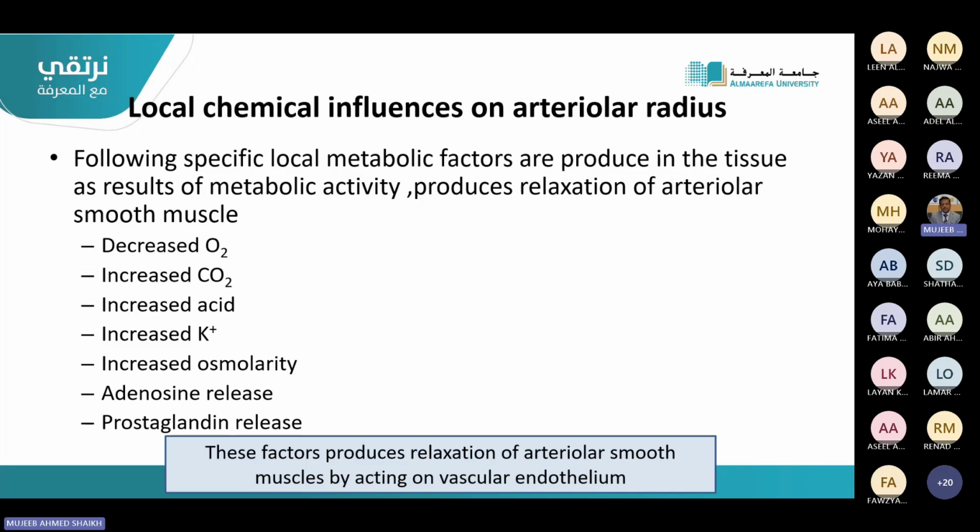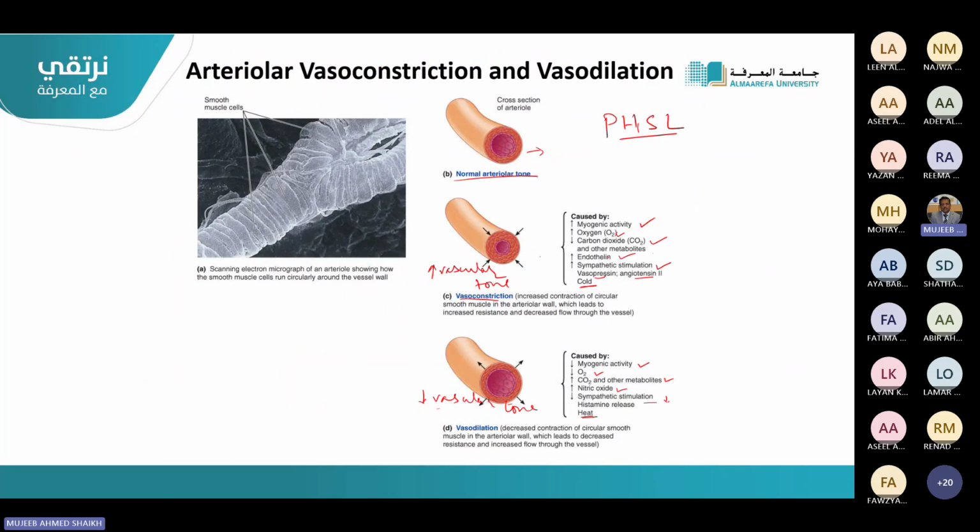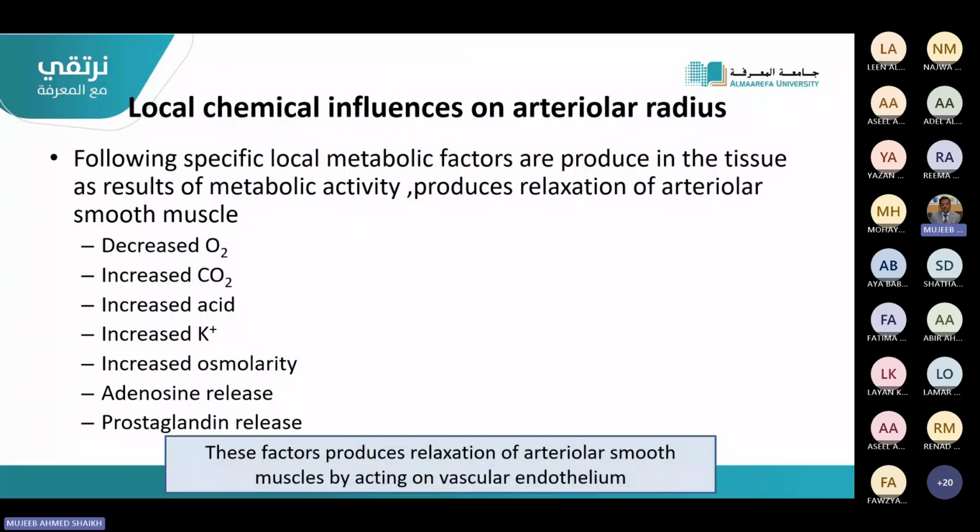What are the chemical influences? All these are given in the picture. If you remember this picture, all these chemical features are given here and here. In one place increase, another place decrease. But I will show you in the slide also. Following are the specific chemical metabolites, metabolic factors, which are produced within the tissue based on its activity, and will produce relaxation of the arteriolar smooth muscle.